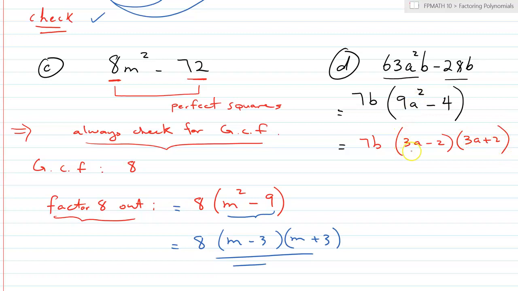So 9a squared becomes 3a, and 3a for each of the brackets, and 4 is a perfect square as well, so 2 and 2 for each bracket. Make sure the signs are changing. All right, okay.